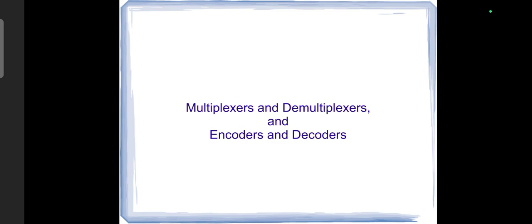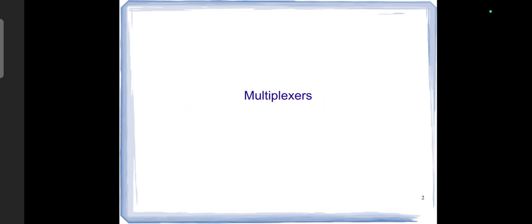Hello everyone, welcome to today's lecture on multiplexers, demultiplexers, encoders and decoders, an important topic in digital system design. In this video, we'll focus on the first two combinational logic circuits, multiplexers and demultiplexers. These circuits are widely used in digital communication systems, processors, memory organization, data routing and embedded systems.